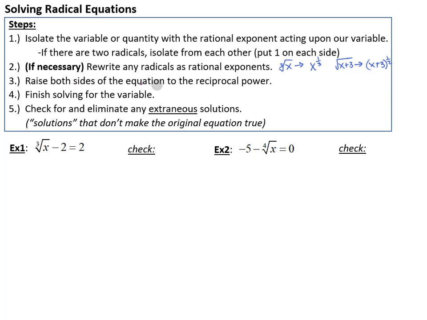Then we are going to raise both sides of the equation to the reciprocal. So remember, reciprocals are when you flip the fraction upside down. So we're going to raise each side to the upside down fraction power. Okay, and that is everything on both sides. You have to do it as like one big quantity using parentheses or brackets. Then we'll finish solving for our variable and then check for and eliminate extraneous solutions.